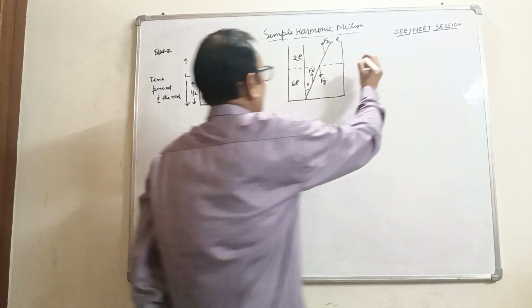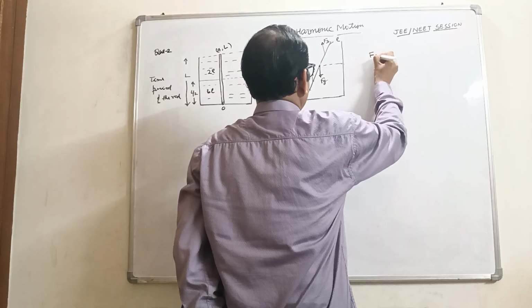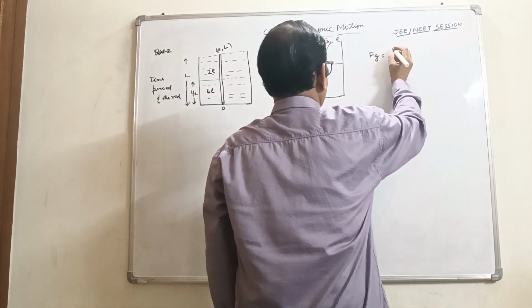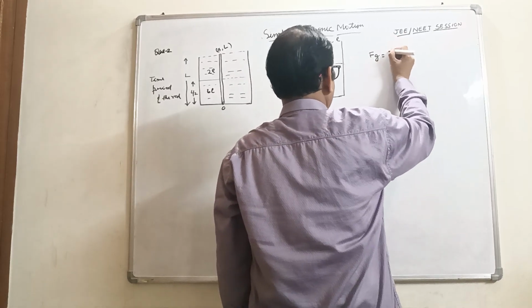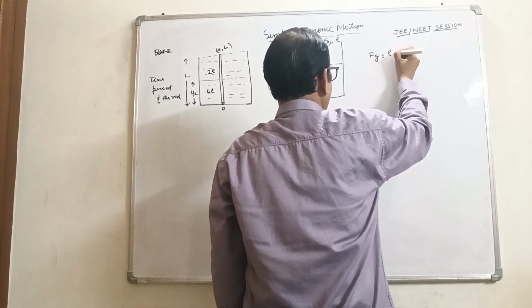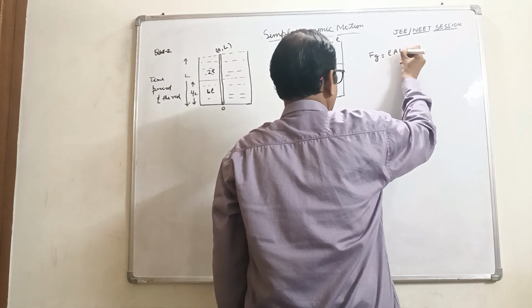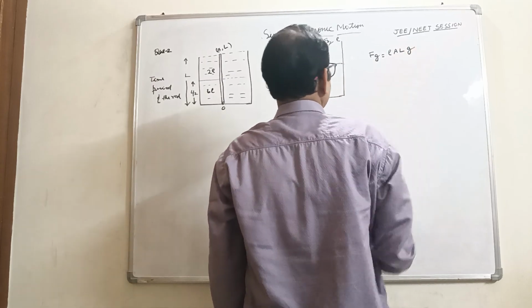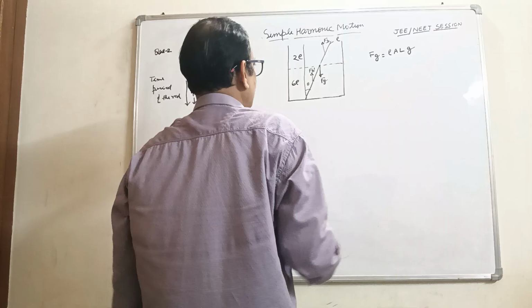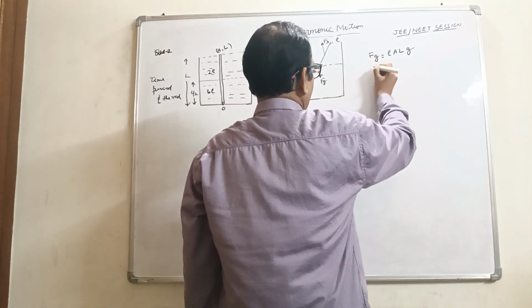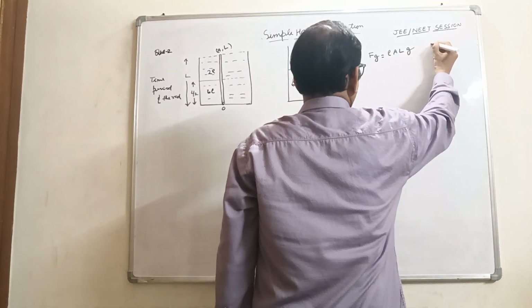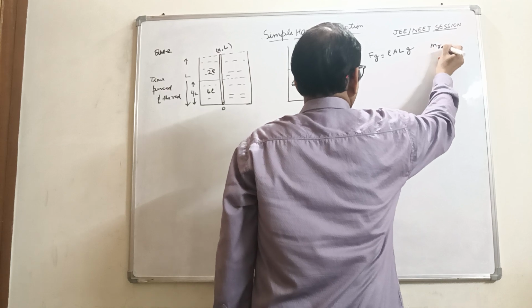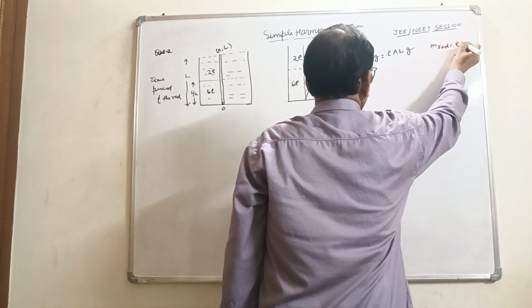So Fg is the gravitational force, the mass of the rod times g. The density of the rod is rho, the cross-sectional area is A, and the length is L. So the mass of the rod is rho A L.